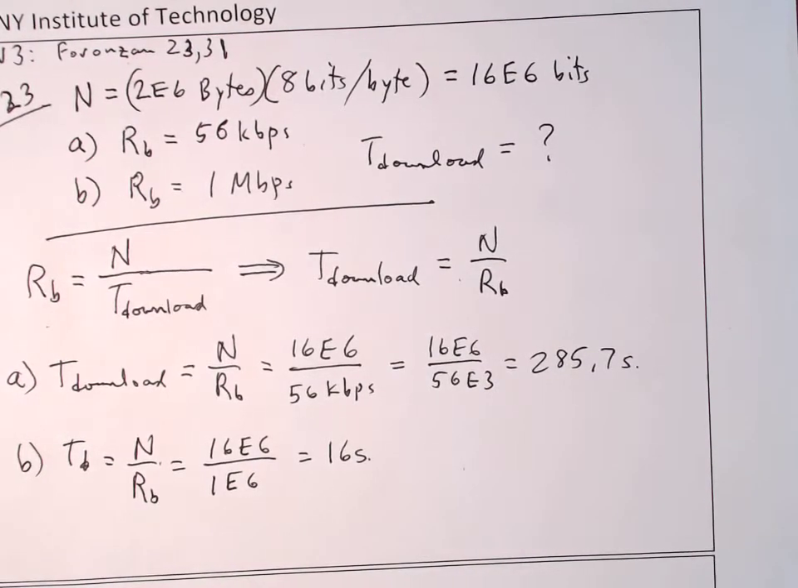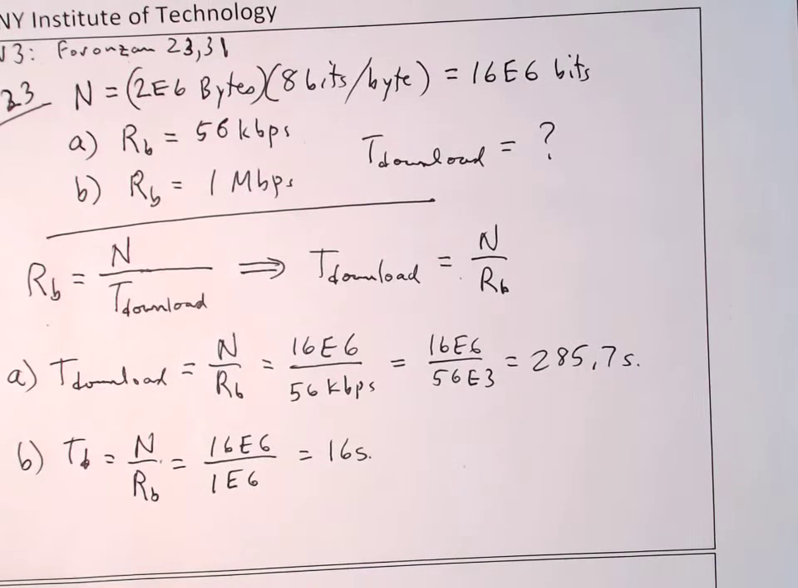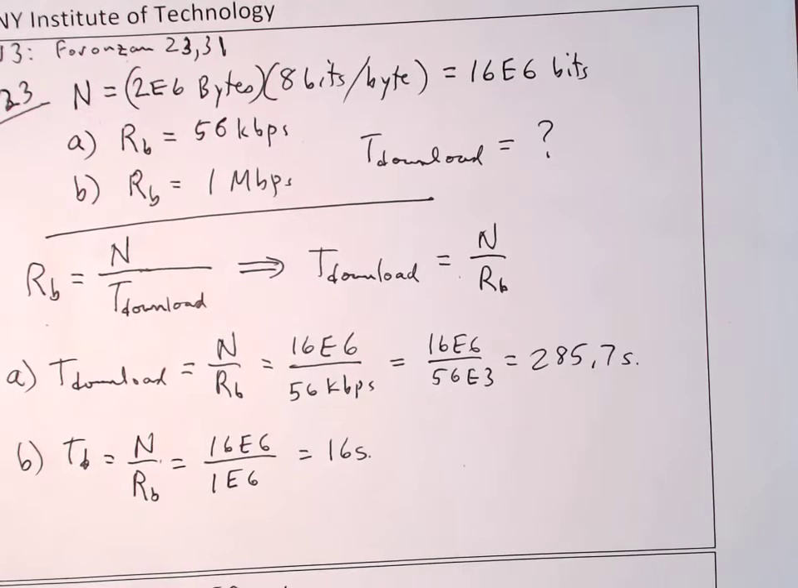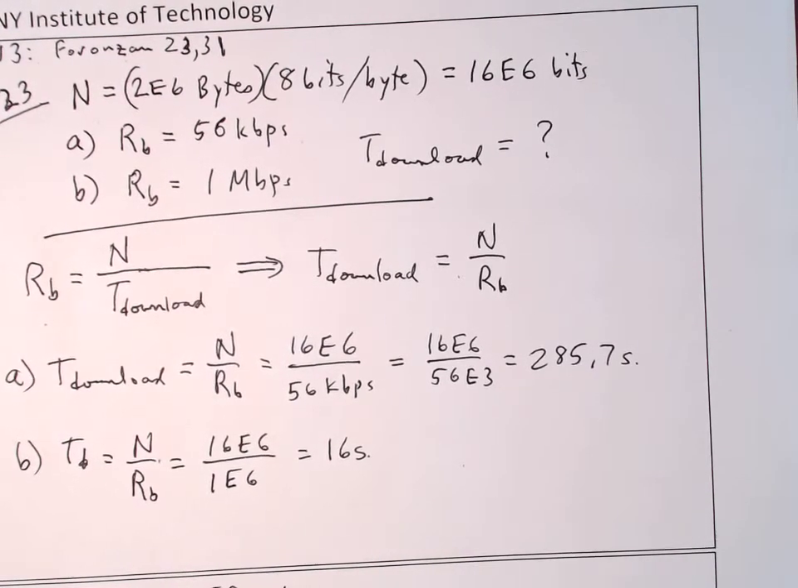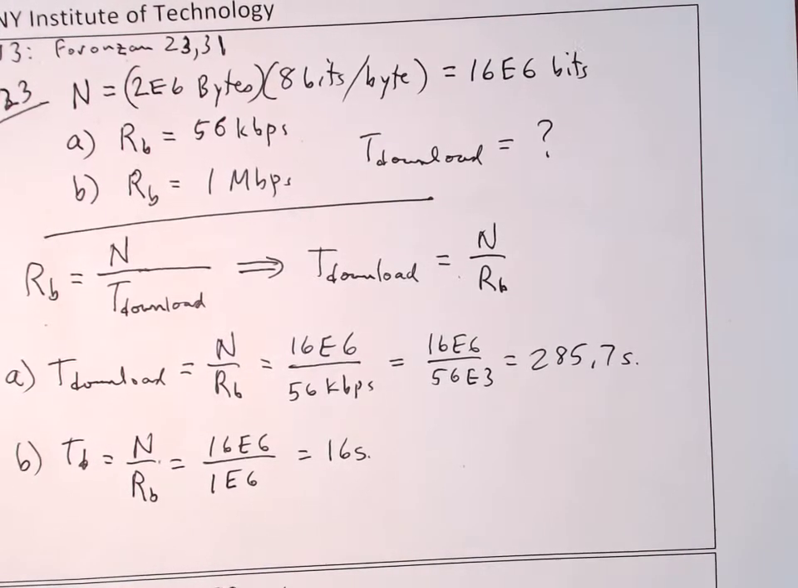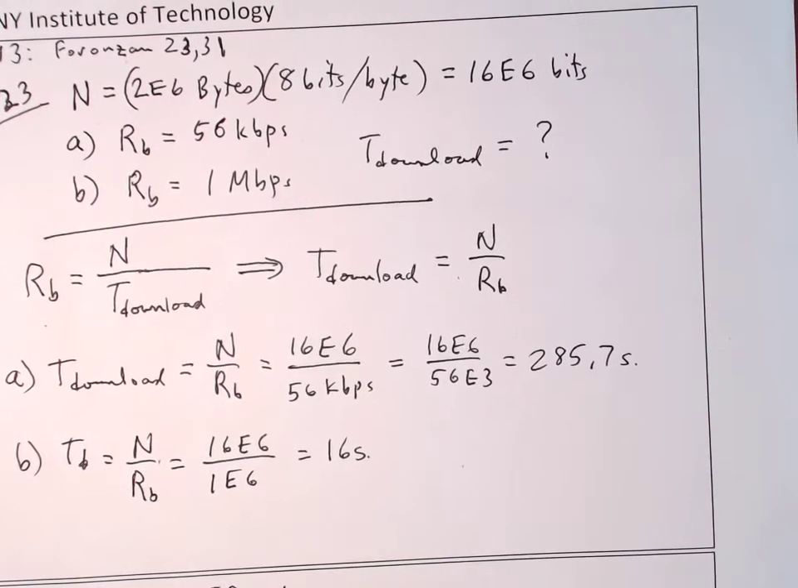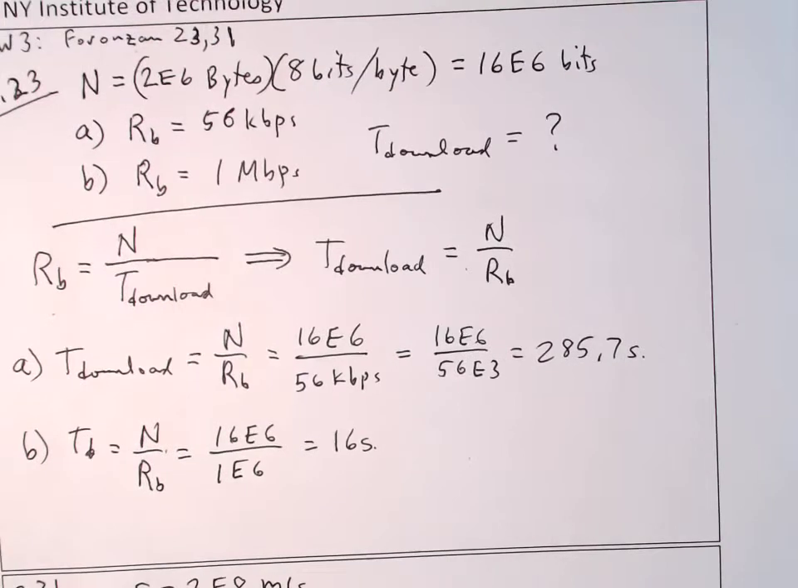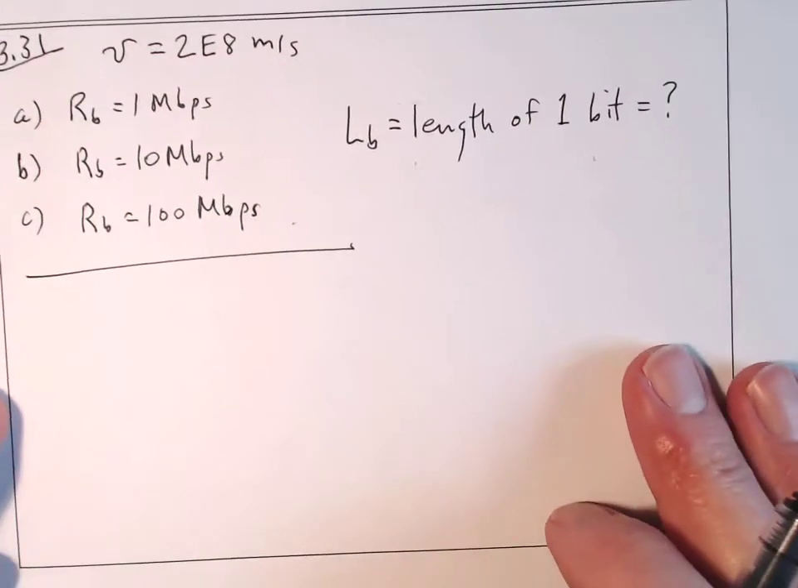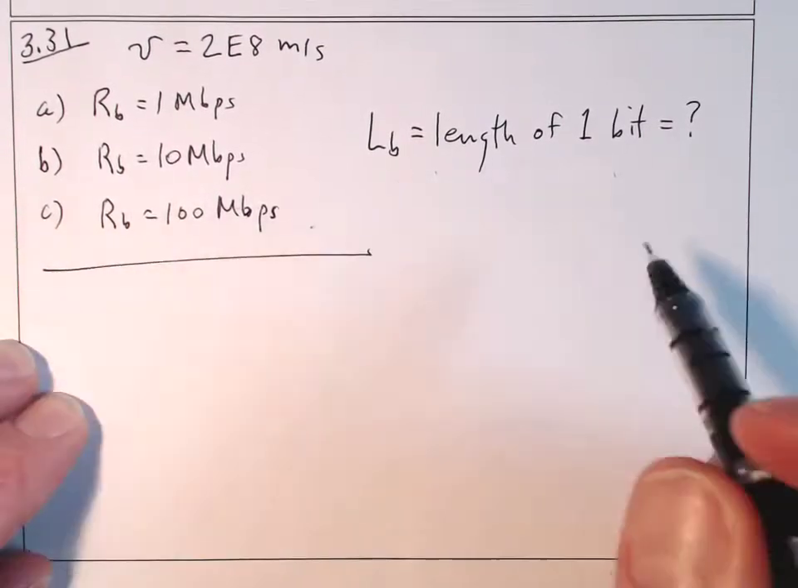So let's do the calculation. We know the velocity is given as 2 times 10 to the 8th meters per second, and for part A, the bit rate is 1 megabit per second. For B, the bit rate is 10 megabits per second, and for C, the bit rate is 100 megabits per second. And the question is, LB, being the length of 1 bit, is equal to what? This is going to be straightforward. You didn't need to see me write all that down. You heard me say it.